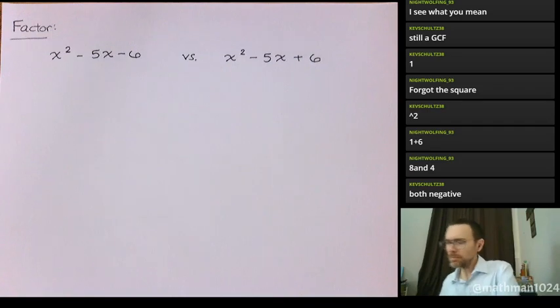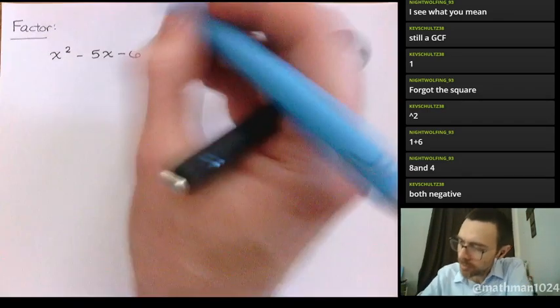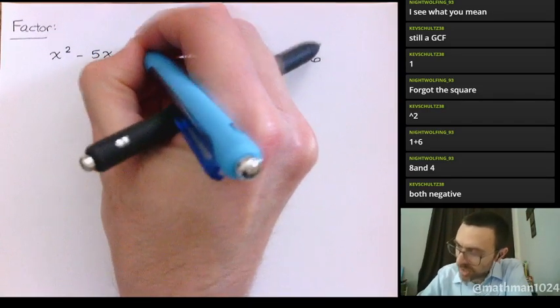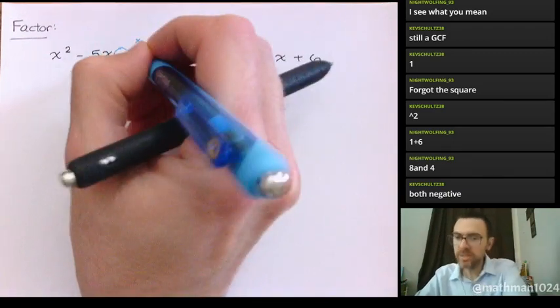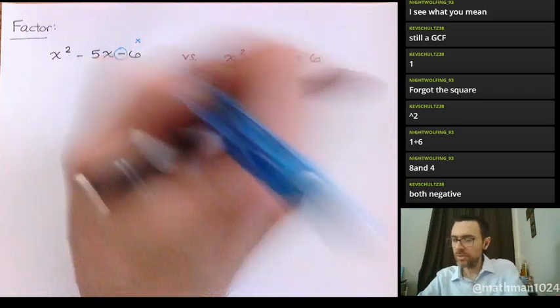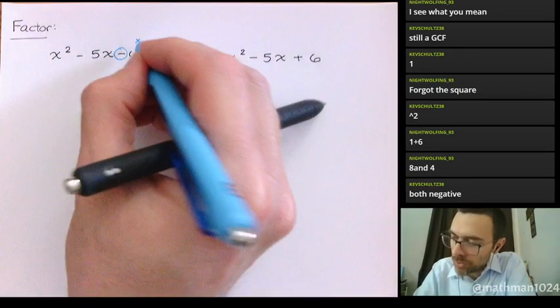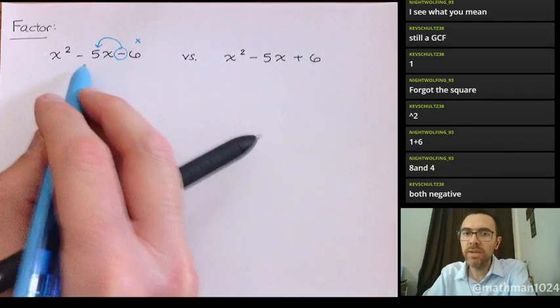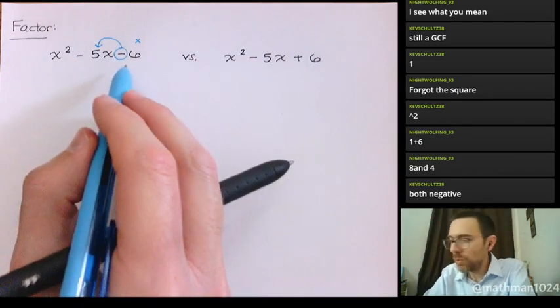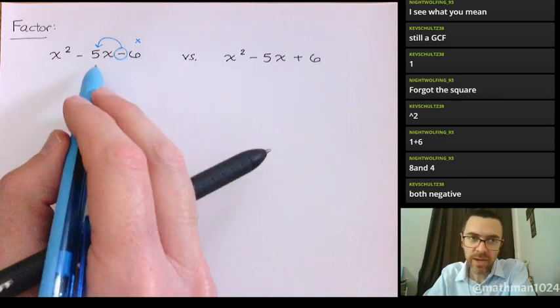Okay, so for this first problem, I want to find factors of 6, and now this is where I tend to differ from what a lot of other teachers do. I want those factors of 6 to subtract to 5. I'm not worrying about a negative 5 right now. I'm just worrying about factors of 6 to subtract to 5.